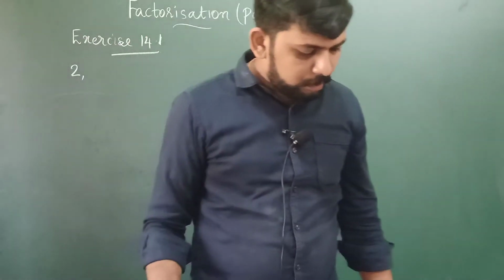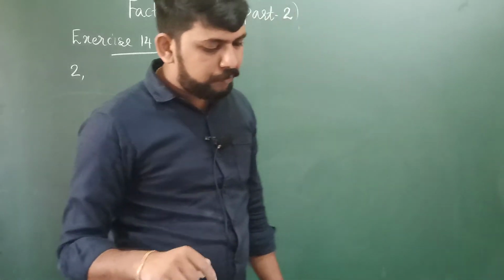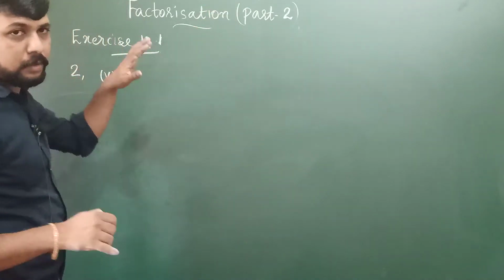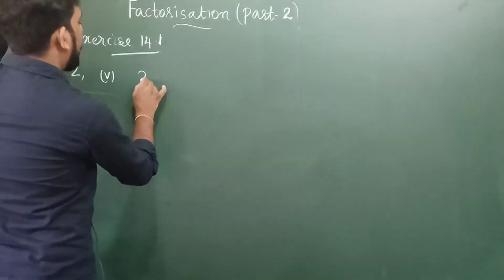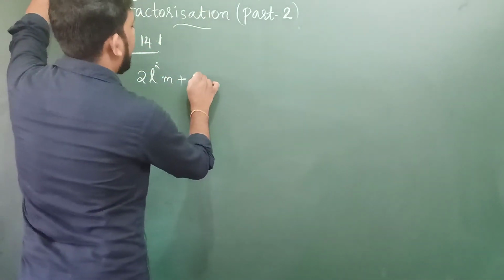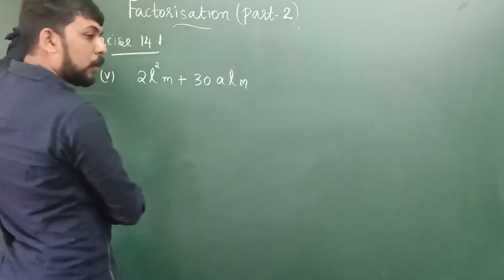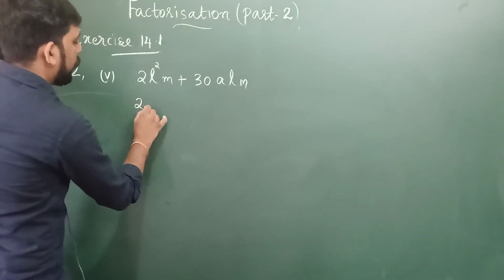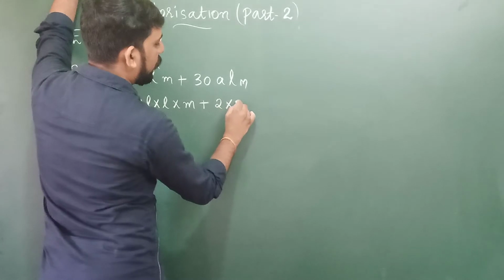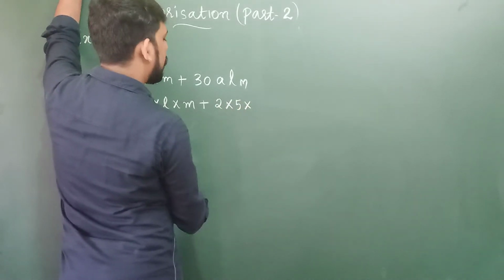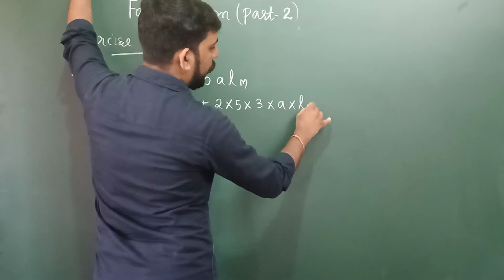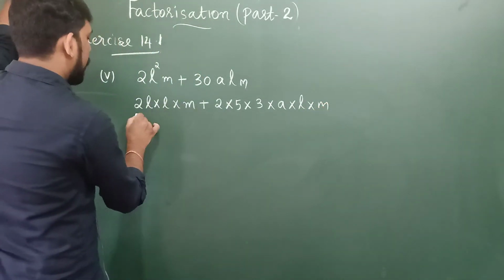Then please note question number 5. 2L square M plus 30ALM. So 2 into L into L into M plus 30 can be written as 2 into 5 into 3. 2 into 5 is 10, 10 into 3, 30. A into L into M. Okay, so which is common?